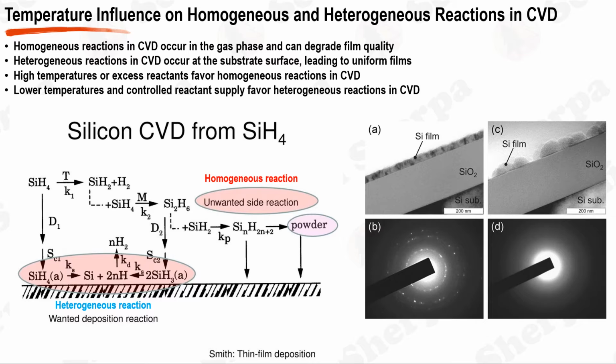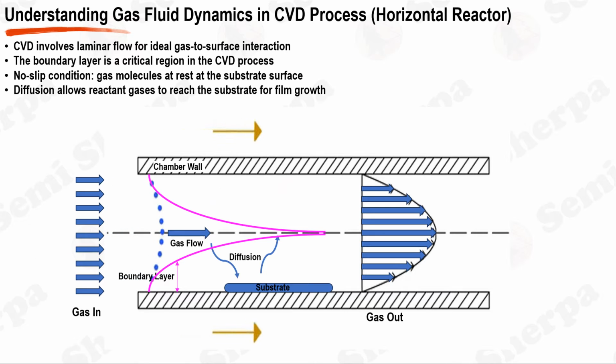Therefore, temperature control, in tandem with reactant supply management, is key to promoting the desired reaction type and ensuring efficient, high-quality film deposition. Comprehending the intricate dynamics of gas flow is integral to achieving high-quality film deposition in the chemical vapor deposition (CVD) process.